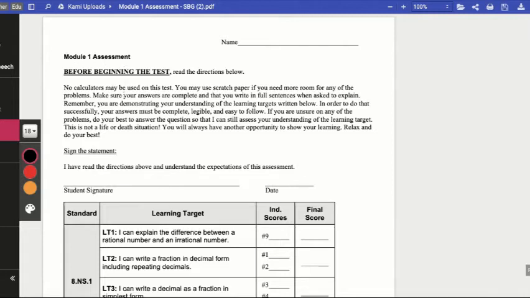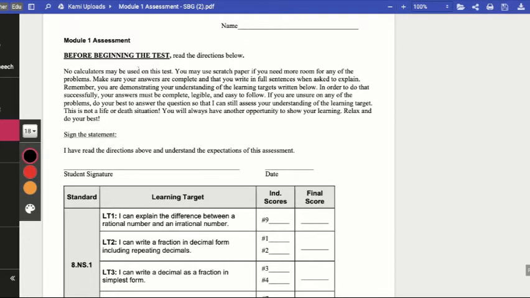This is a Module 1 assessment. Before beginning the test, you can read the directions below. Here it says no calculators may be used on this test. I'm just going to be transparent and tell you that it's very easy to tell when students use calculators because usually there is no work shown, and when asked, they don't know how they would find the answer without a calculator. But you can use scratch paper.